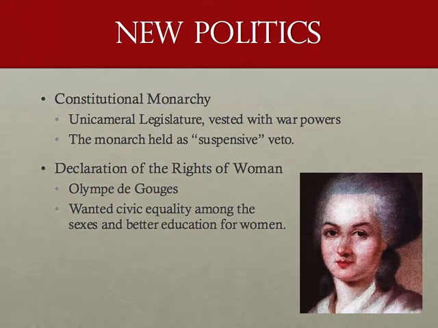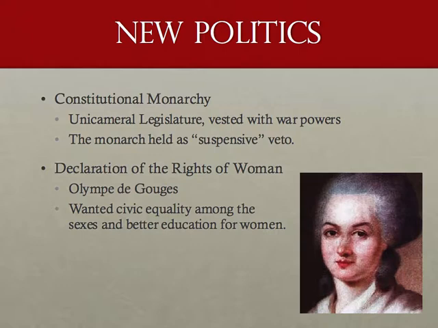One unicameral legislature which has war powers, and the monarch now has a veto on legislation, but it's a suspensive veto. In other words, he can hold up legislation, but if there's enough support for it, or if in the next legislature that same issue is brought up and confirmed, then that's the way in which that veto can be overridden.